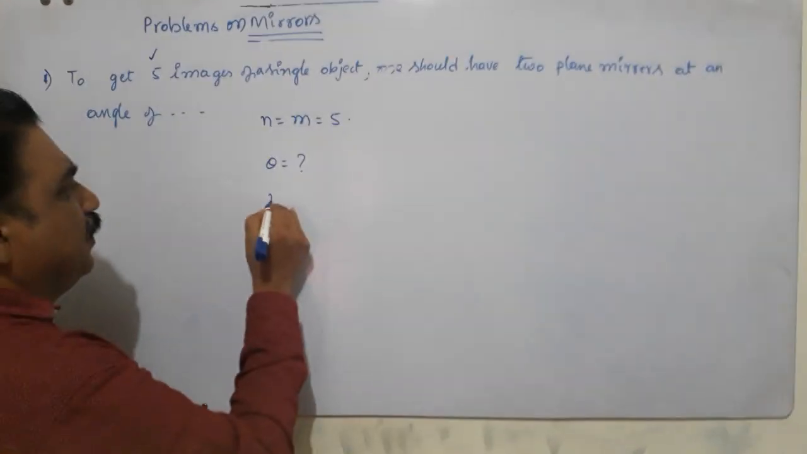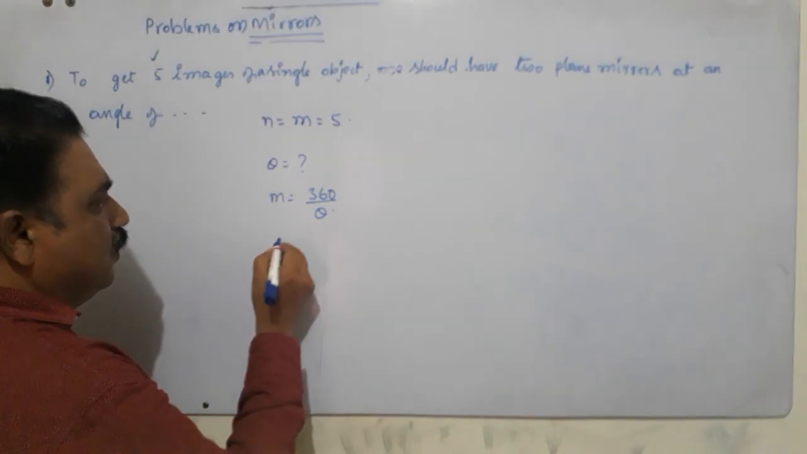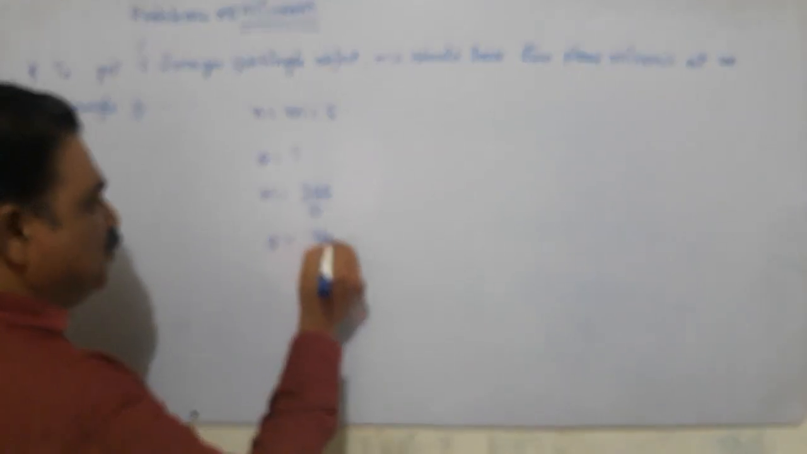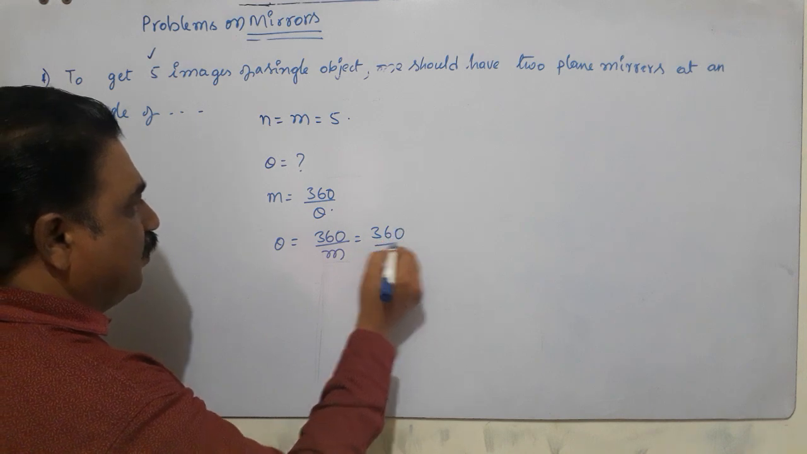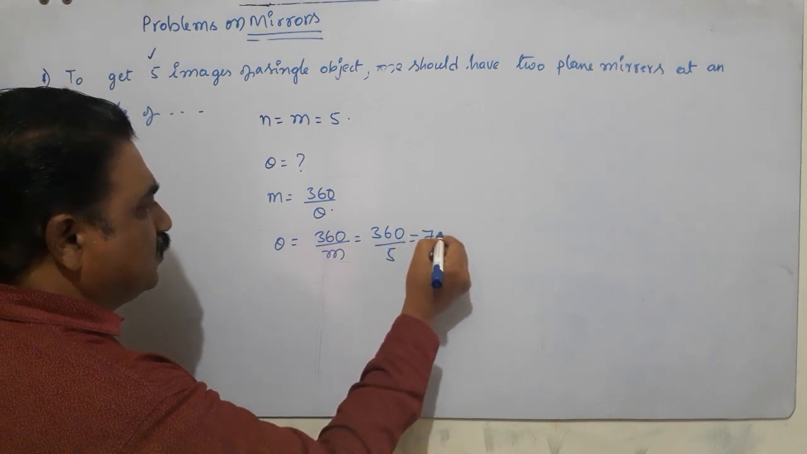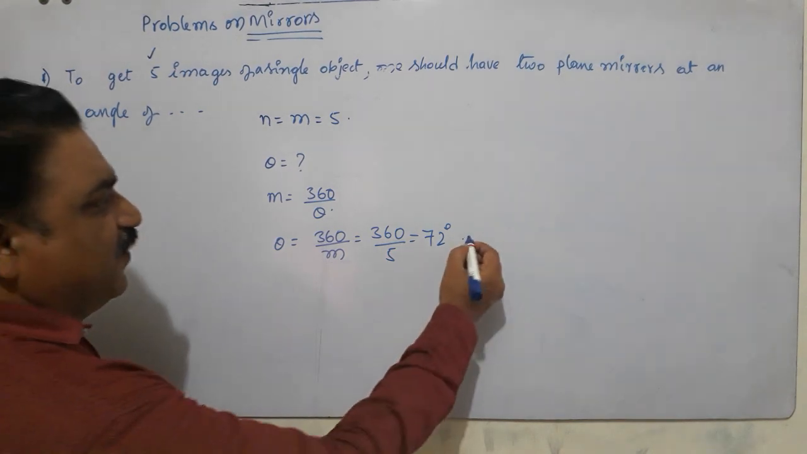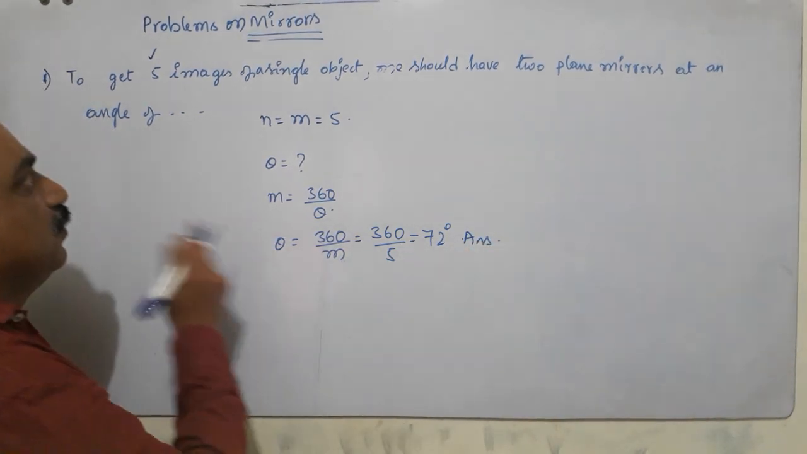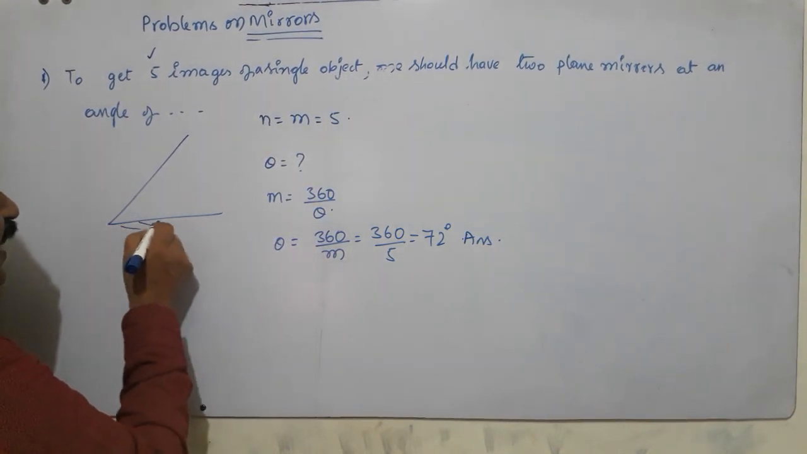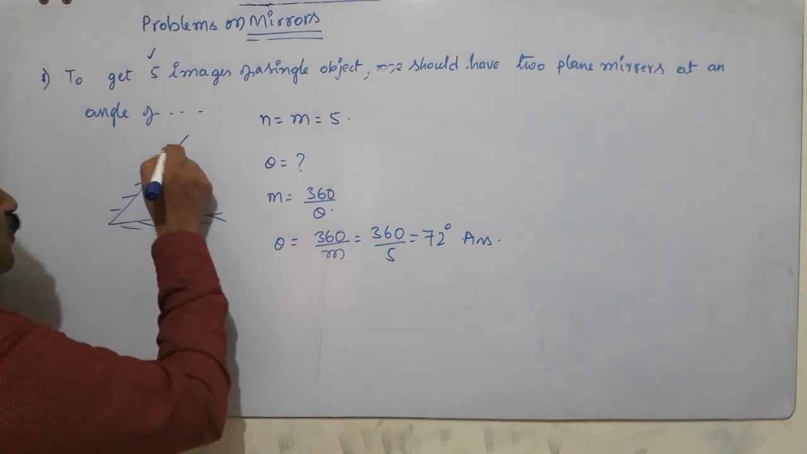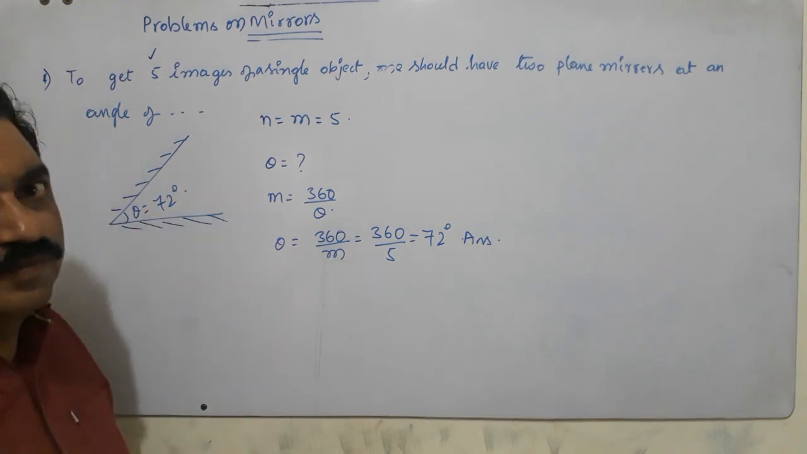We know m equals 360 by theta, or theta equals 360 by m, which is 360 by 5, equal to 72 degrees. So this is the answer for this question. The mirrors should be arranged at an angle of inclination theta equal to 72 degrees.